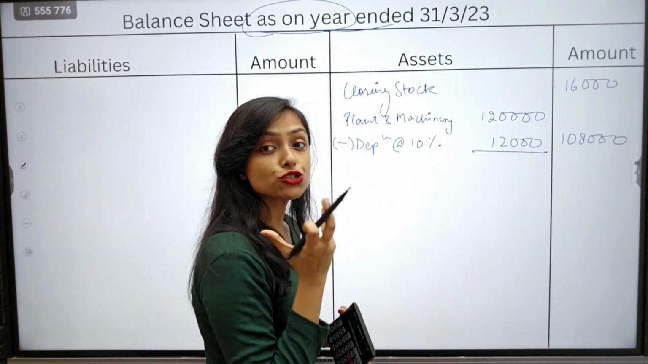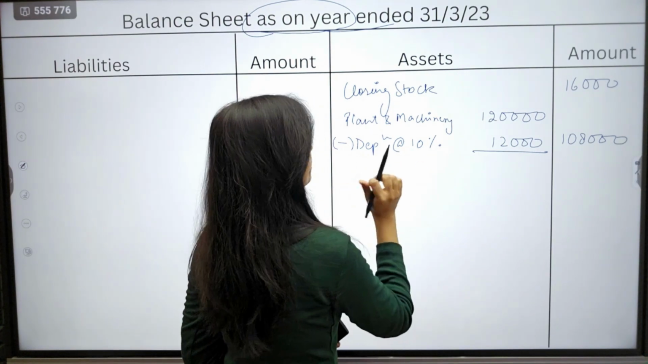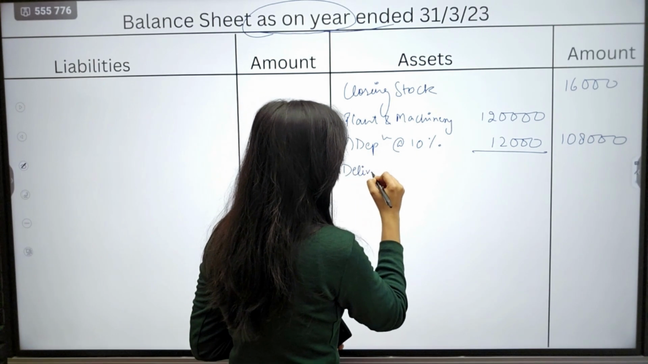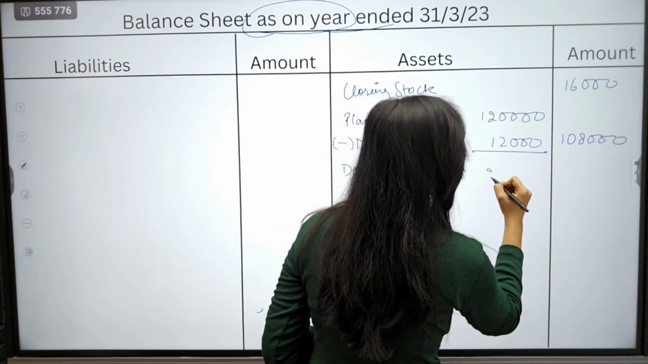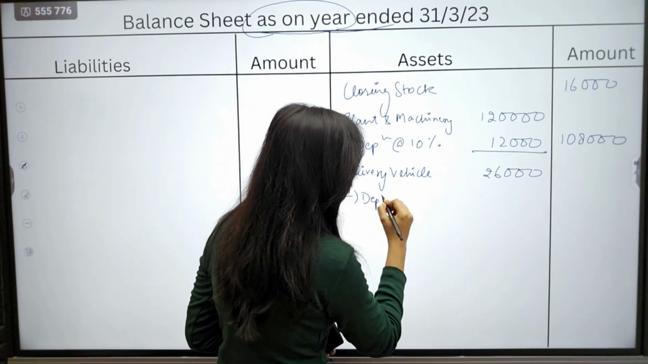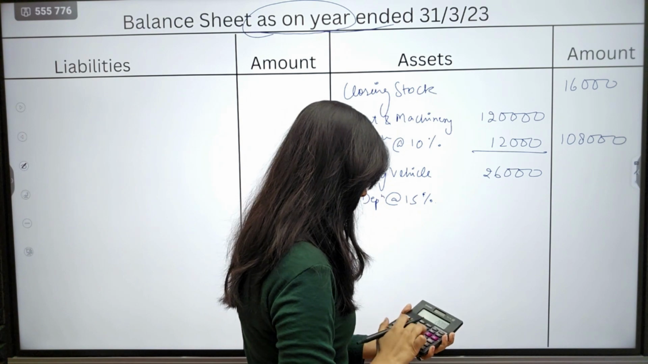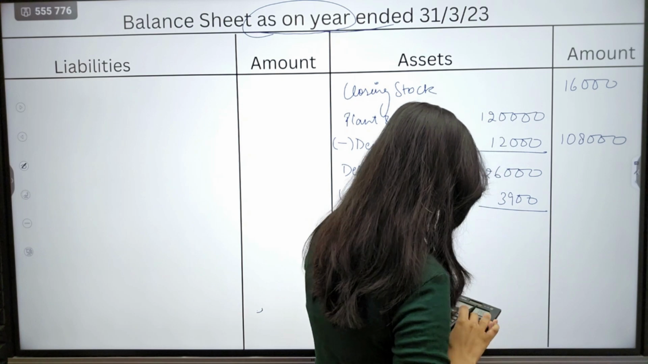Now I am showing the true and fair balance, which should have actually been shown. Plant and machinery is done. The second thing is the delivery vehicle. Let's do the adjustment for that as well. So the delivery vehicle was, I think, 26,000 rupees, and the depreciation that we had to do was 15%. Okay. So it is 3,900. Let's reduce it.